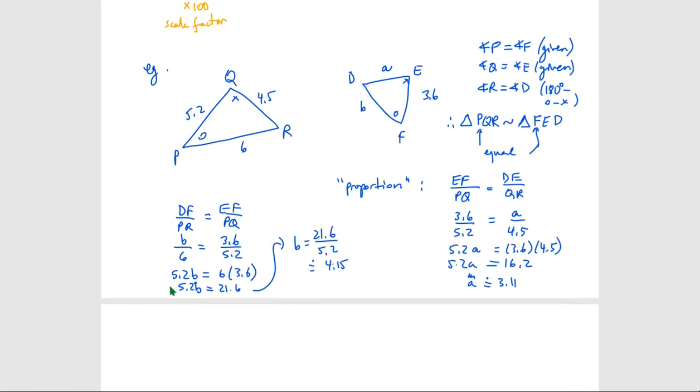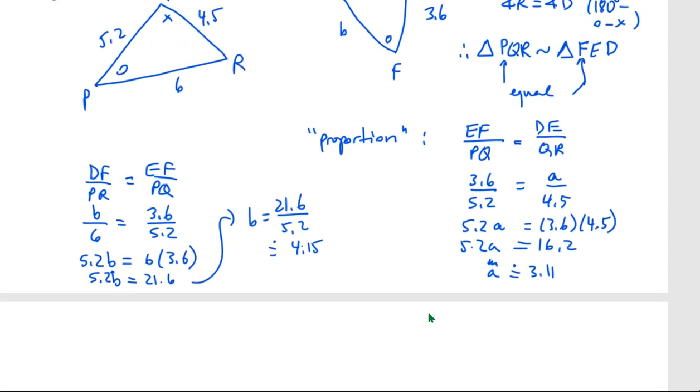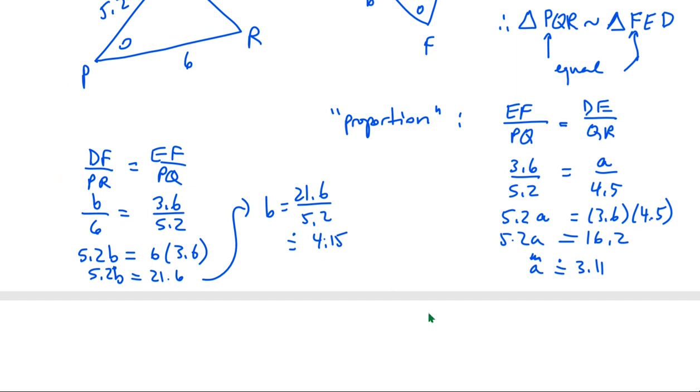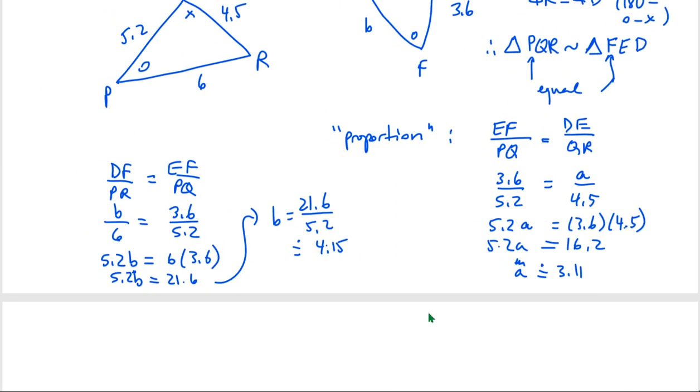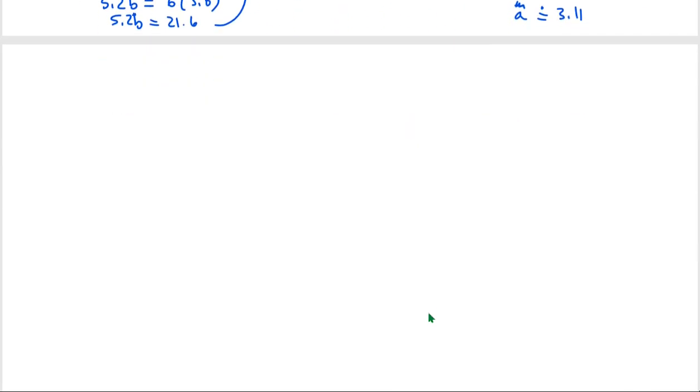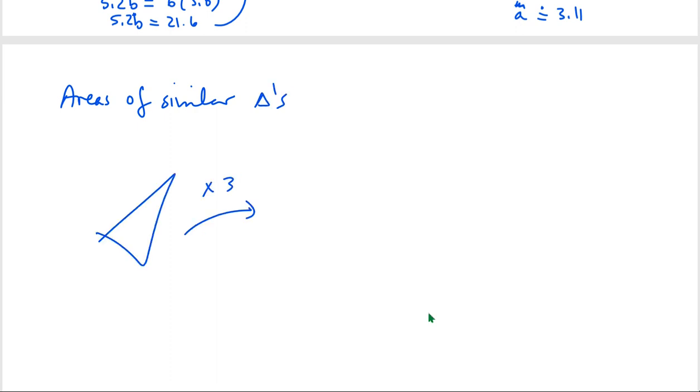So first things first is you have to show that the triangles are similar. Once you show that they're similar, then you can solve for the missing sides. And the last point to make about this, because there's a lot of applications, lots of word problems related to similar triangles, which you're going to need to try, is about the areas of similar triangles. So let's say I have a triangle and it's got a scale factor of 3 to get to the bigger one. All right, so let's say that's times 3. How do their areas relate?